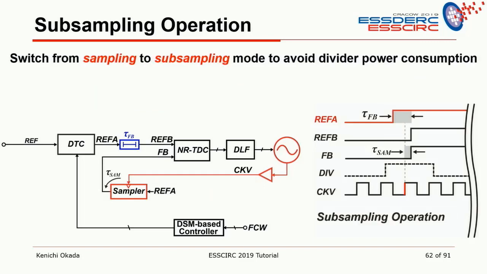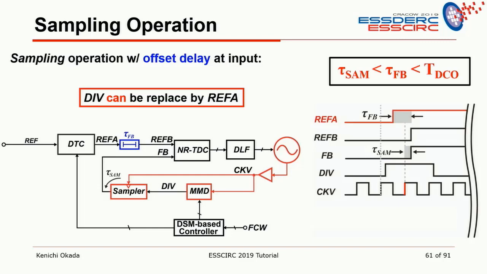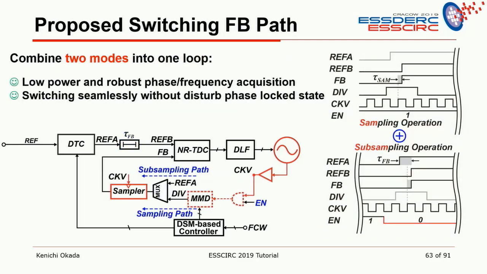So finally, we can realize the rising edge, and the feedback signal can come from this reference A signal without the divider signal. I mean this divider rising edge timing is replaced by the reference A signal. In this case, this divider signal can be replaced by this timing. So the multi-modulus divider can be completely removed after the settling. Okay, like this.